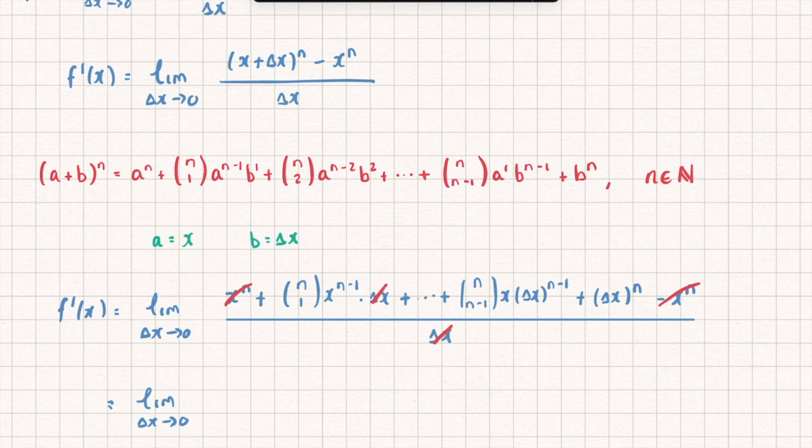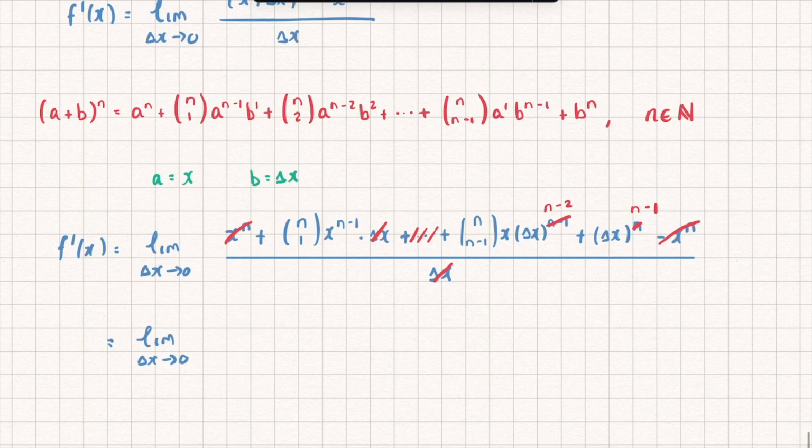So it's going to cancel in that term there, it's going to cancel in these terms up to the penultimate term, where it's going to change to delta x to the power of n minus 2, because one of them is cancelled out, and finally it's going to cancel out here and leave me with delta x to the power of n minus 1. Okay, so let's write that in. So we're looking at the limit as delta x tends to 0 of n choose 1 of x to the power of n minus 1, plus a lot of other terms, plus n choose n minus 1 multiplied by x delta x to the power of n minus 2, and plus delta x all to the power of n minus 1.